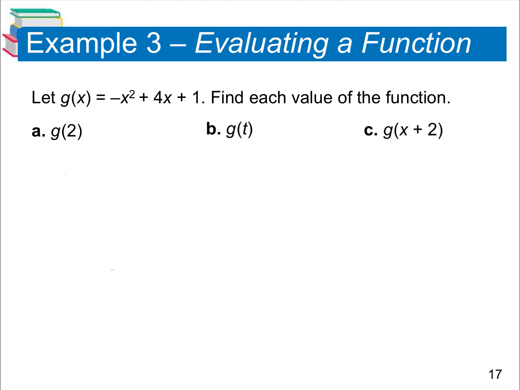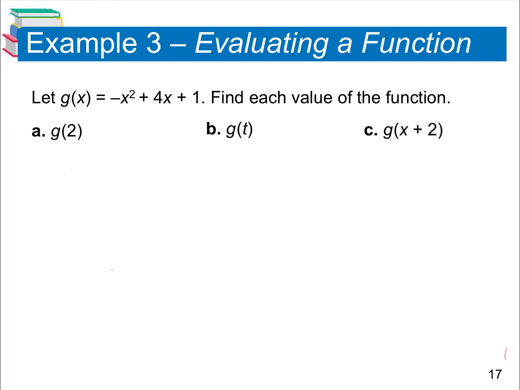So if we look at your next example, it tells you let g of x equal negative x squared plus 4x plus 1. Find each value of the function. It gives you a is g of 2, b is g of t, and c is g of x plus 2. So with all of these, the part that's in the parentheses after the g is what we're plugging in for x in that negative x squared plus 4x plus 1.